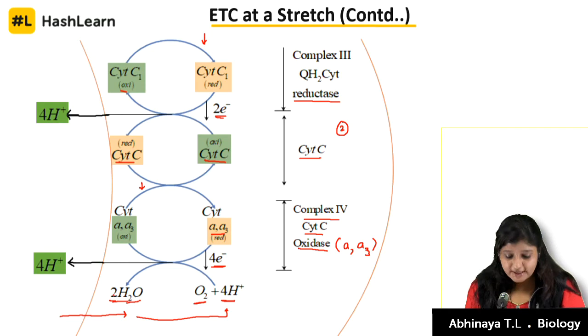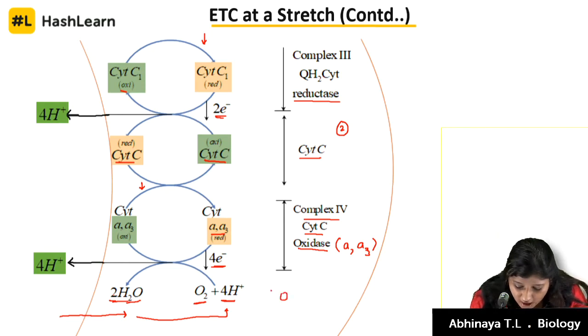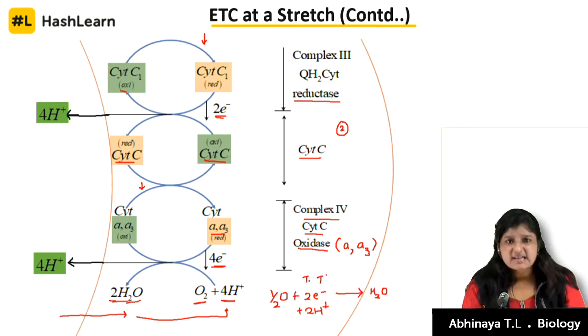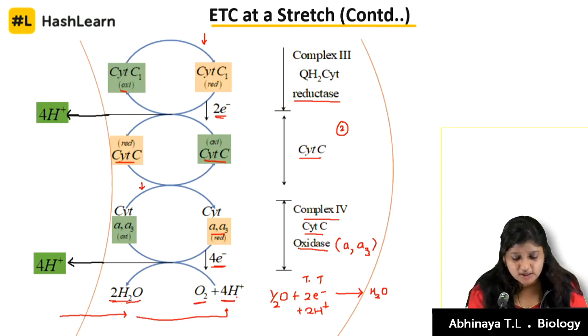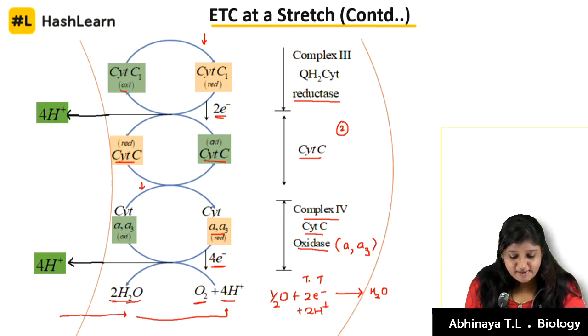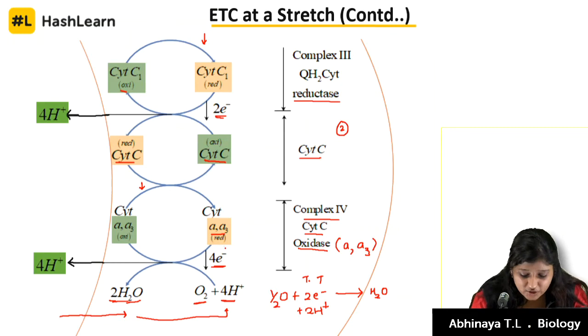In your textbook it would have been given as half a molecule of oxygen in the presence of 2 electrons and 2 protons forms a molecule of water. This is in your textbook. Both are correct, you can memorize either one. To form 2 molecules it requires 4 protons and 4 electrons. Fine, so we have completed it. The electrons at the end are accepted by oxygen.